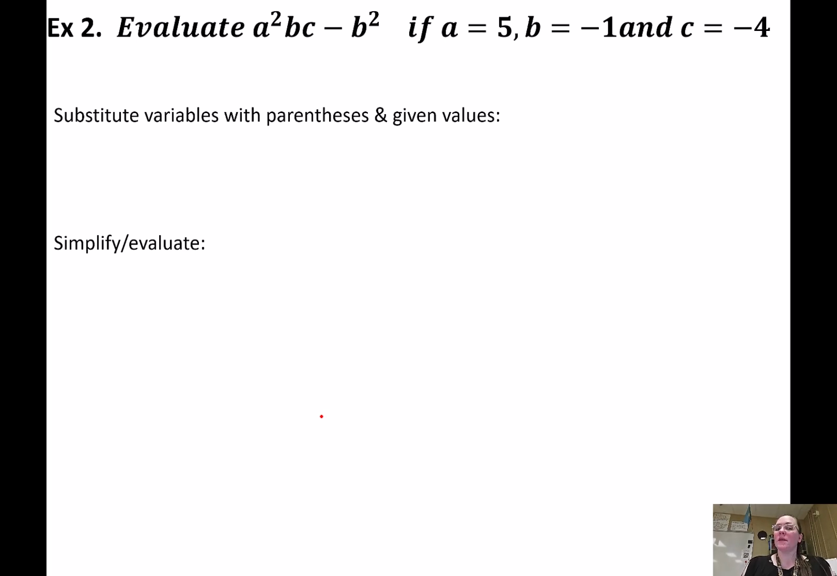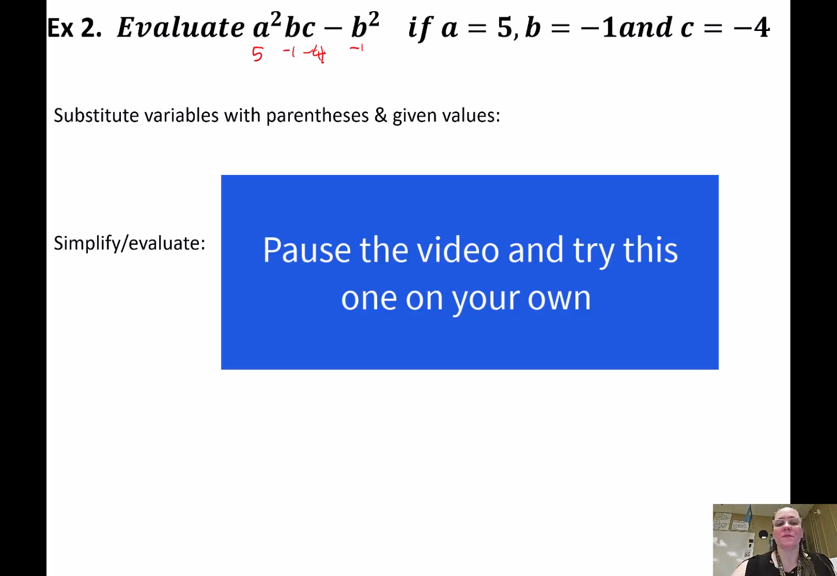Evaluate a squared times b times c minus b squared, if a is equal to 5, b is equal to negative 1, and c is equal to negative 4. So plugging in for a, I'm going to put 5, b is a negative 1, c is negative 4, and then the b again is negative 1. Okay, so those are the numbers I'm plugging in.